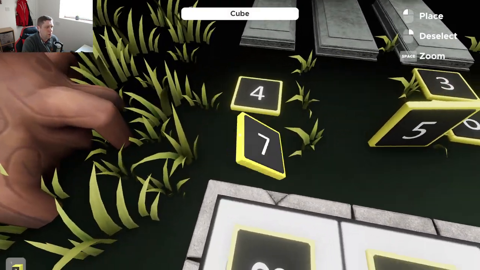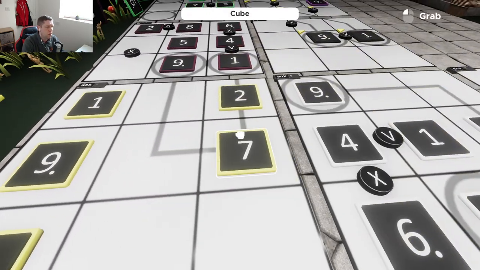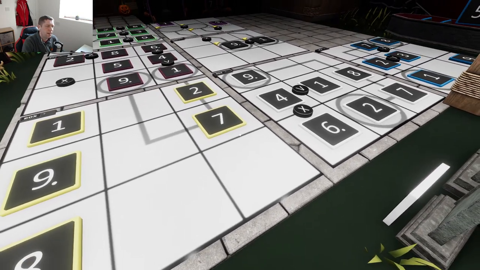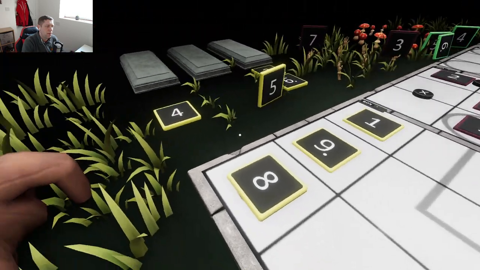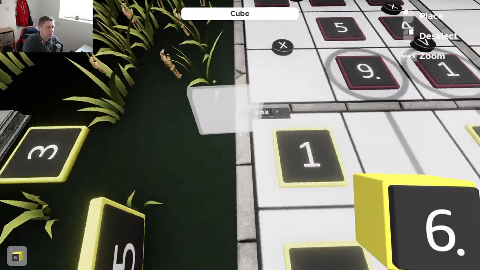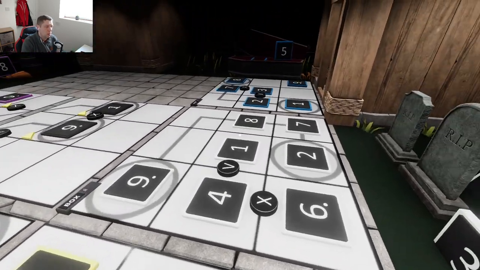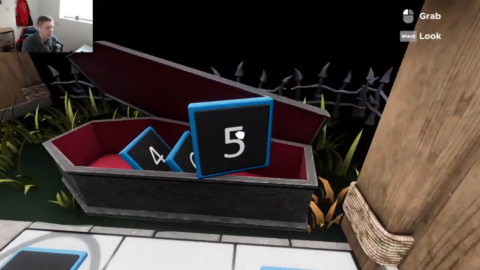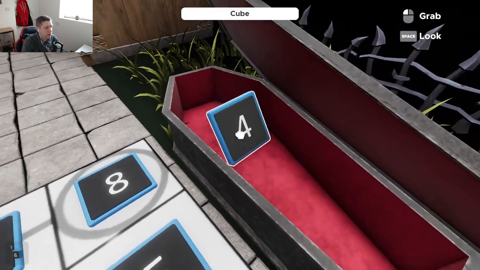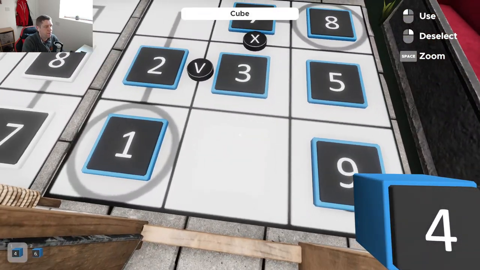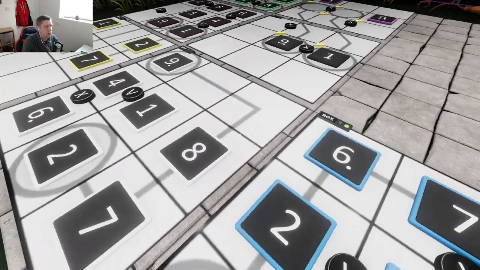Seven can only go here in this box. And we have the 8, 9, 1, 2, 3, 4, 5, 6 in this box. So we want to place a 6 here. 5 here. Does that unwind any of the sixes here? It does. That unwinds the last two digits for this with a 4 here and a 6 there.